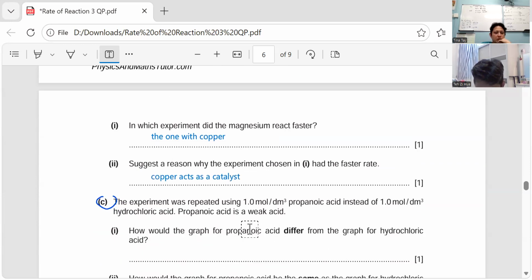The experiment was repeated using, okay, this one. This one you will learn in another chapter. These kinds of acids are known as weak acids. When they are weak acids, they have a lower concentration of hydrogen ions. They have a lower concentration of acid. So what do you think the graph will be like?